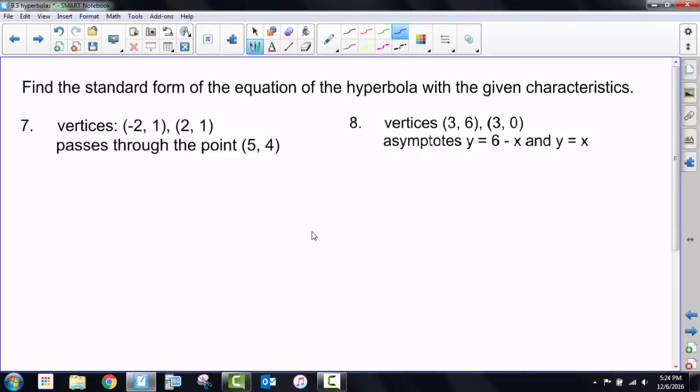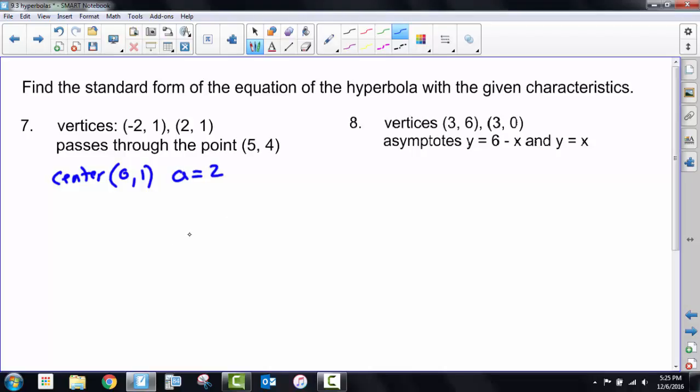All right, let's take a look at number 7 here. This time we're still trying to write the standard form of the hyperbola. We're given vertices and a point that it passes through. Well, first thing I want to do is use the vertices to find key information like the center. We could also, because the distance between them is 4, find that the A value is 2.